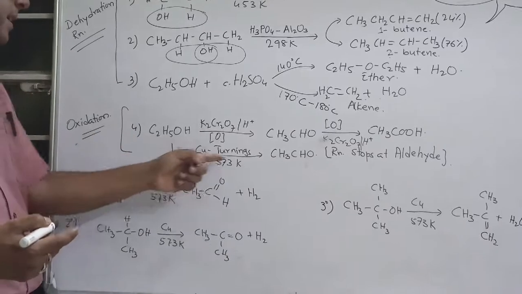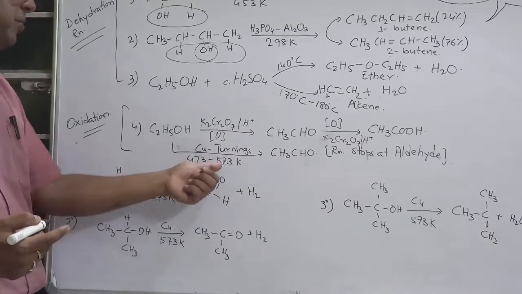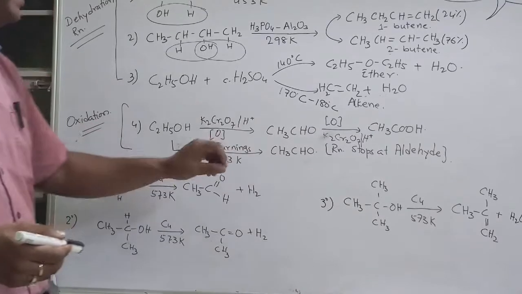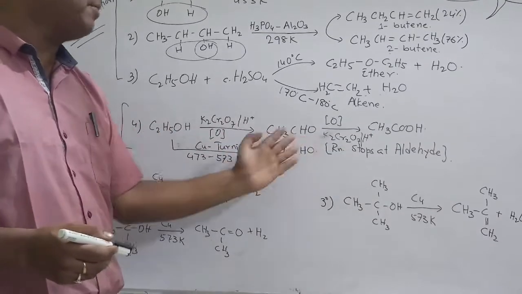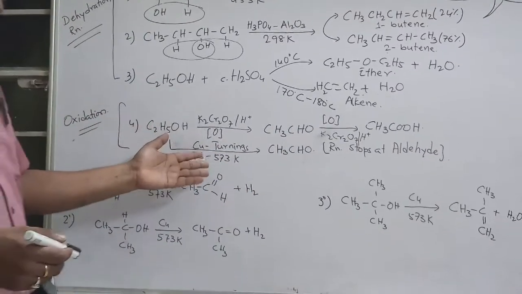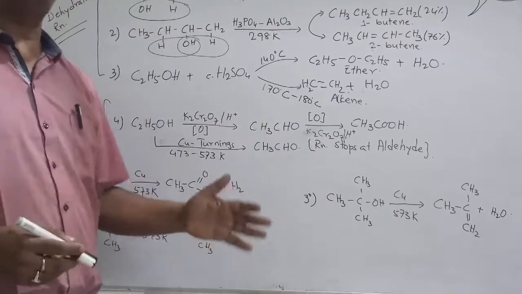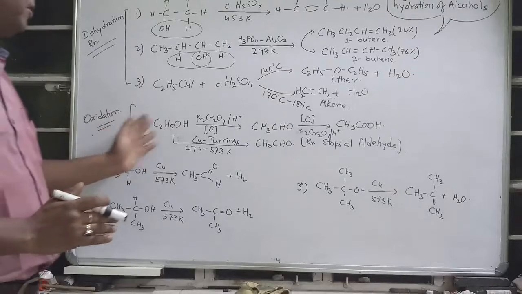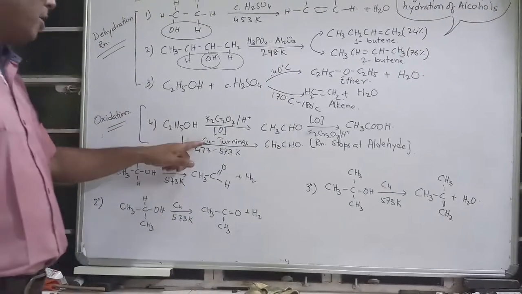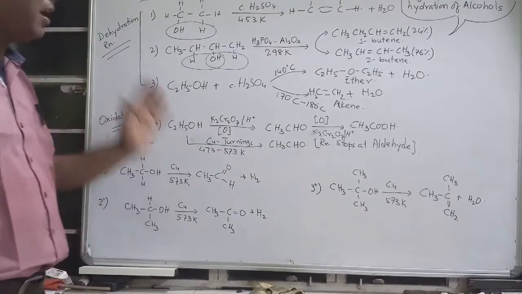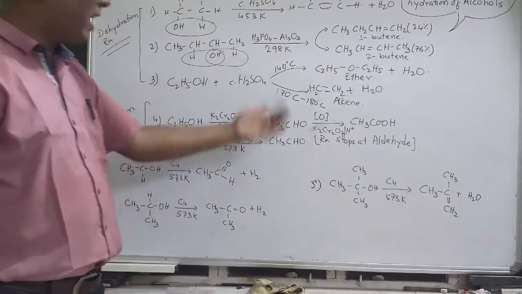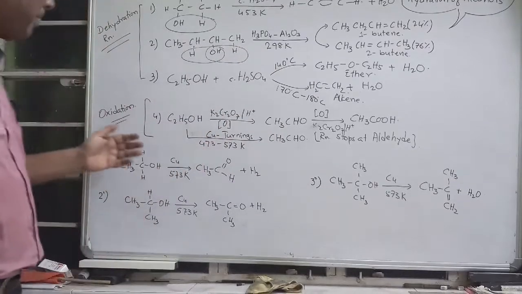But if you use copper turnings at a temperature of 473 to 573 Kelvin, it is going to form aldehyde, that is ethanal or acetaldehyde, and the reaction stops. It will not go further. That means with copper at 573 Kelvin, you cannot form acid. So you are going to form aldehyde. So when you are going to prepare aldehydes, be sure that you are using copper turnings and not K2Cr2O7, because K2Cr2O7, once it forms aldehyde, will oxidize the aldehyde further to acids.